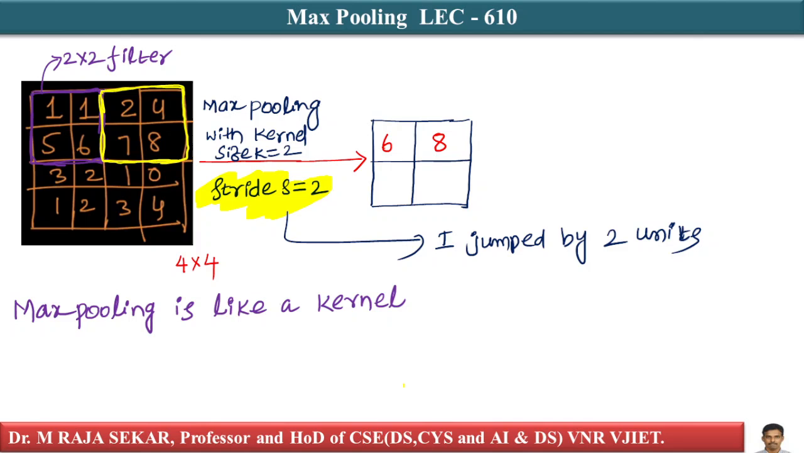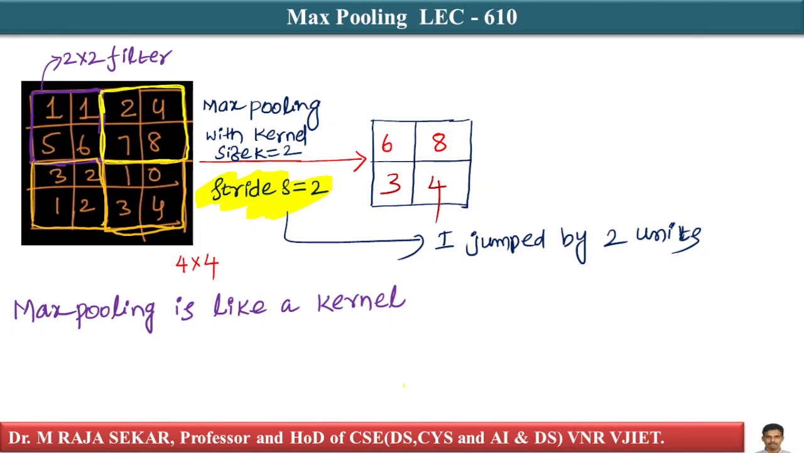For the second 2x2 matrix, 2, 4, 7, 8, the maximum value is 8. Next 2x2 matrix: 3, 2, 1, 2. The maximum value is 3, which I keep in the resultant matrix. For 1, 0, 3, 4, 4 is the maximum value. And this is how the max pooling layer works, with a defined kernel size and a very simple stride.